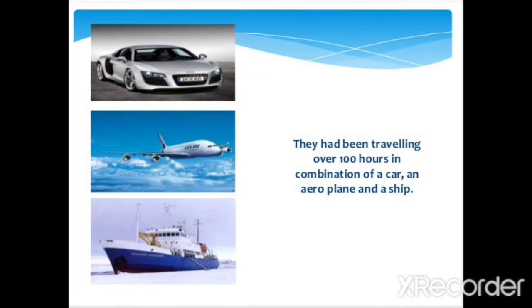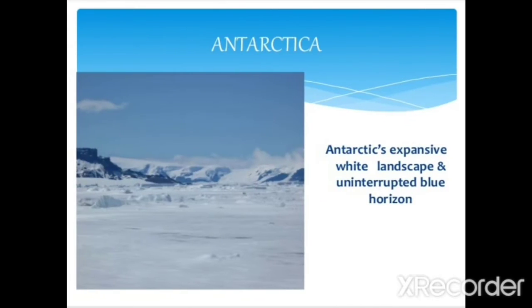We have read in the chapter also that it took 100 hours for the writer to reach Antarctica with a combination of a car, aeroplane and a ship. It means she traveled by car, aeroplane and ship to reach Antarctica. See the wide landscape of Antarctica, the wide landscape and uninterrupted blue horizon.